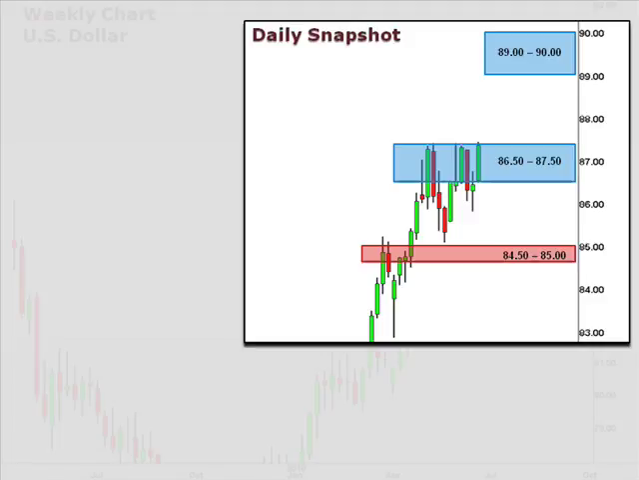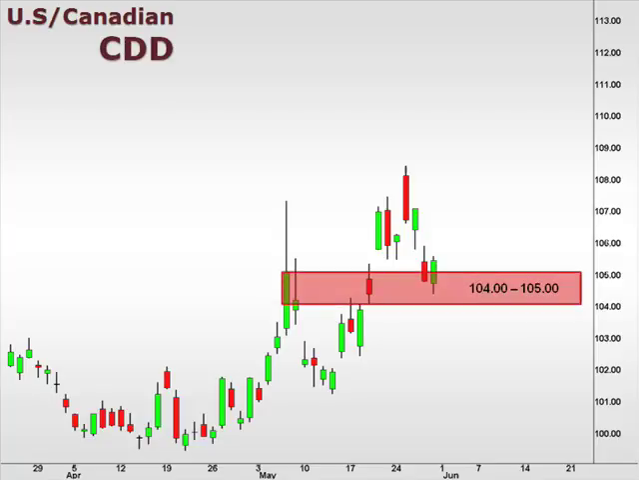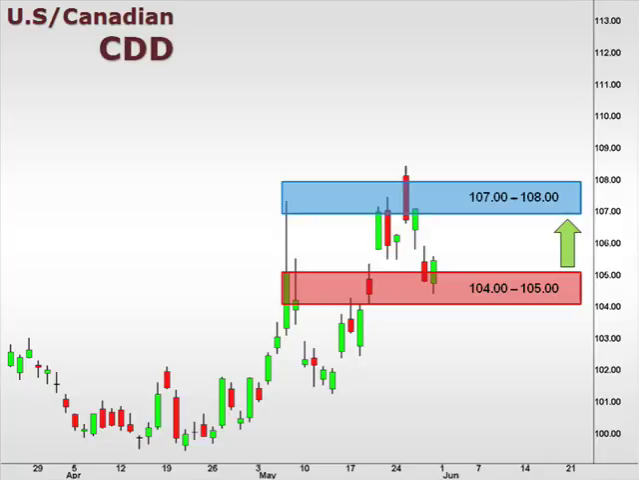Let's take a look at the US dollar versus the Canadian dollar as seen here in the ISE FX options pair value CDD. Well, the CDD slipped back down to test support within our 104-105 focal zone. A bounce here is likely to meet with resistance at 107-108 once again. If 104 fails as support, the pair is likely to slide back down to the 101-102 focal zone.